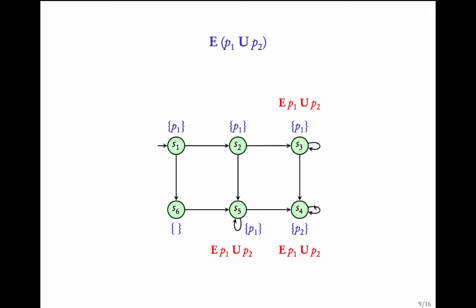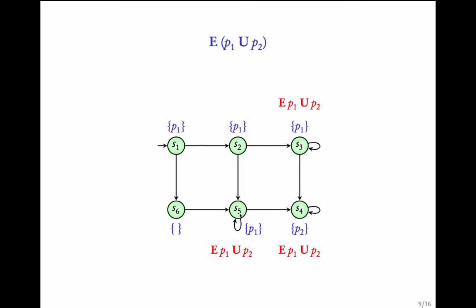If you look at this path, S5 satisfies P1 and S4 satisfies P2. Similarly, S3 satisfies P1 and S4 satisfies P2. So this path satisfies P1 until P2. So at S3 there exists a path satisfying P1 until P2. Fine. Now continue this process.